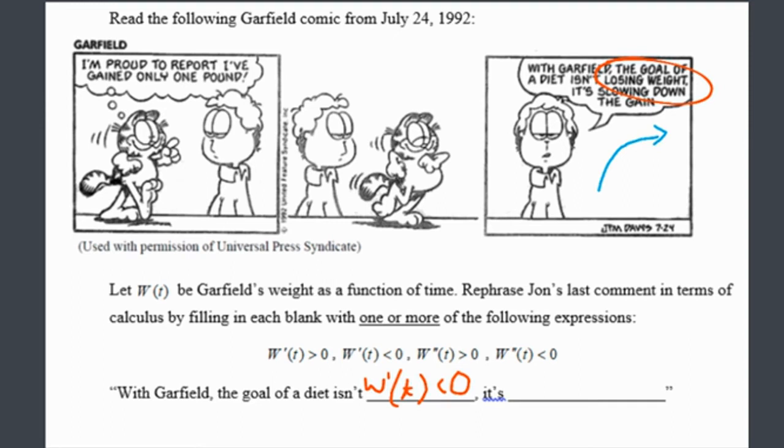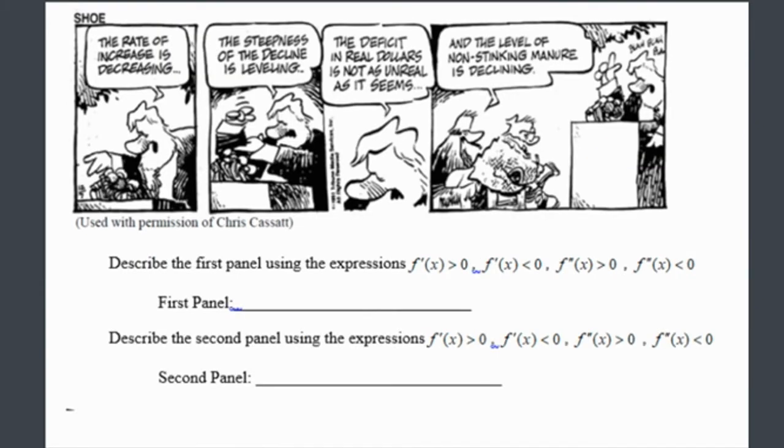You can refer back to the graph on the other page, which would say that in Garfield's case, he's going to be having a first derivative that's positive. In other words, he's going to be gaining weight, but his second derivative is negative, which, again, means he's actually slowing down the amount of gain. Let's take one quick last look here at Shoe. Some silly statements about probably a politician pounding the podium. He says the rate of increase is decreasing.